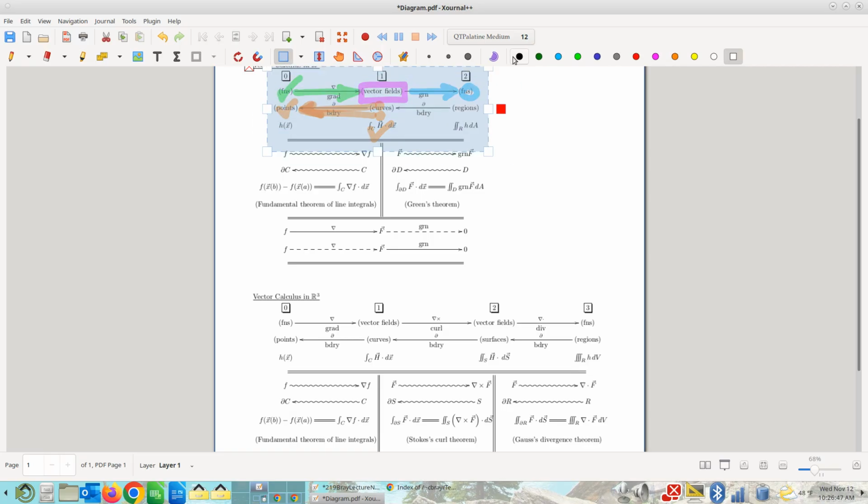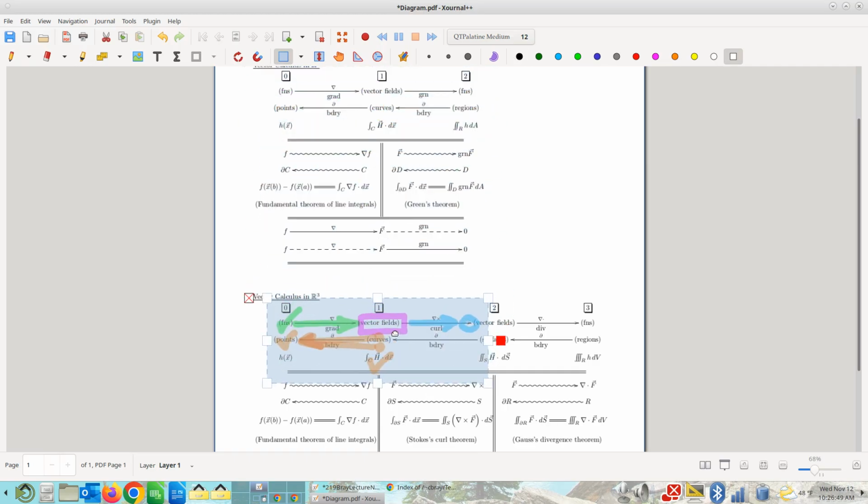amazingly. It also works down here for vector fields in R3. Same exact pattern. And here's what blows my mind the most. You can also move over to the right. You can increase the dimension. And let me zoom in now so we can see more clearly what's going on here.